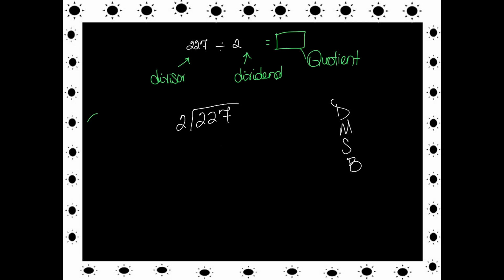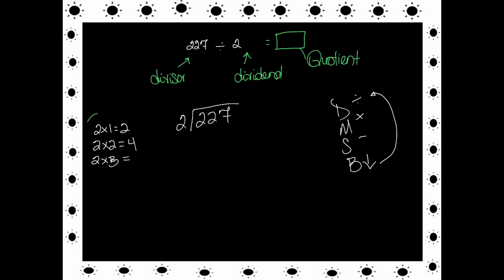DMSB. I like to write that because it tells me what I'm doing. Bring it down or bring it back. And because I know that I'm dividing everything by 2, what I want to do is list out my multiples of 2. You can either do 2 times 2, write it out the regular traditional way, or you can do the facts.